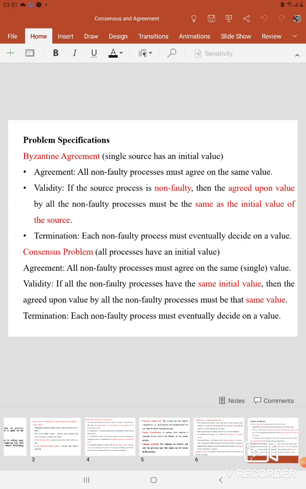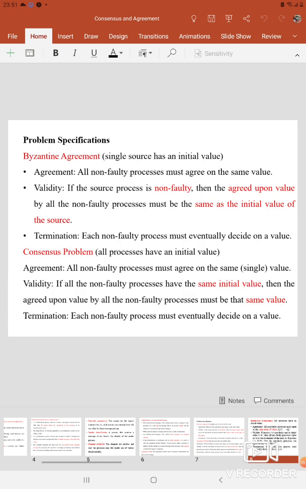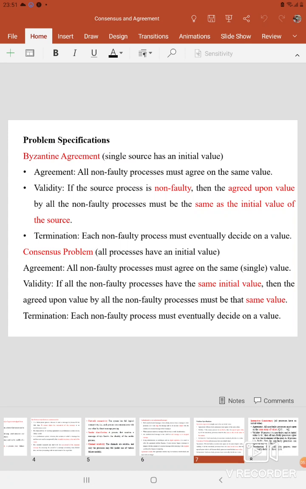Then we move on to problem specification. We have three types of problems: Byzantine agreement, consensus problem, and interactive consistency. So what is Byzantine agreement? Here we have a single source.